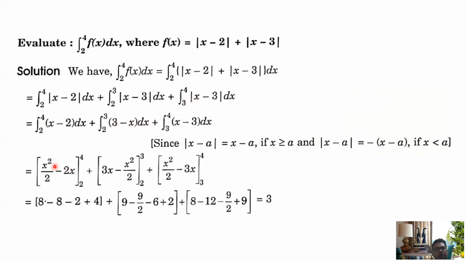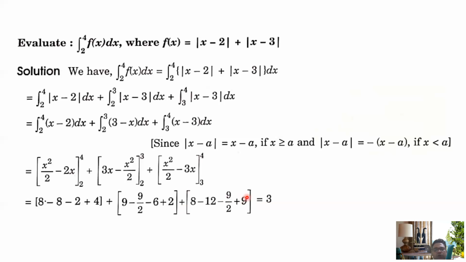So from here you may write x square by 2 minus 2x, 2 to 4, plus 3x minus x square by 2, 2 to 3, plus x square by 2 minus 3x, 3 to 4. Clear? Upper limit minus lower limit. 8 minus 8 minus of 2 plus 4, that is from here 9 minus 9 by 2 minus of 6 plus 2, and upper limit this one minus of lower limit, plus similarly 16 by 2, that is 8 minus 12 minus of 9 by 2 plus 9.